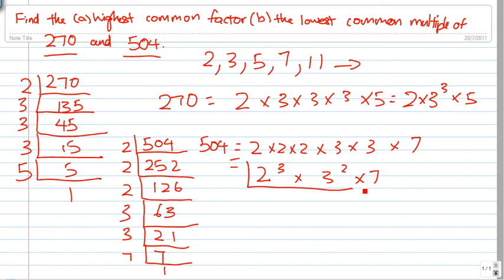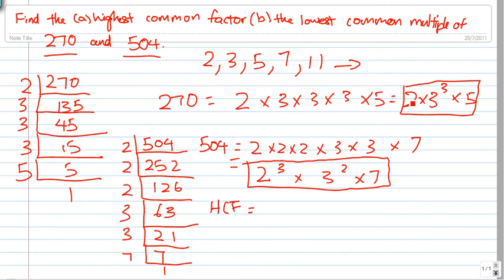Now let's focus on these two boxes here. Let me just box it up. Okay, how do I find the highest common factor of both numbers? To find the highest common factor of both numbers, all I have to do is multiply the lowest power of each set of common prime factors of the given numbers.